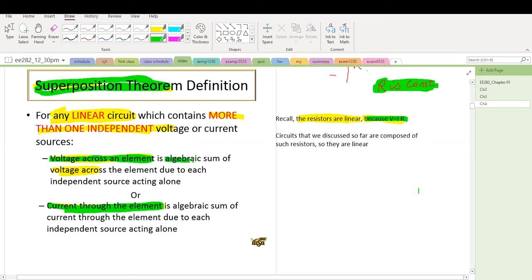The superposition theorem says that a voltage across an element, or the current flowing through the element, is the algebraic sum of either the voltage or the current of the element due to each independent source acting alone. Now let's look at an example here.